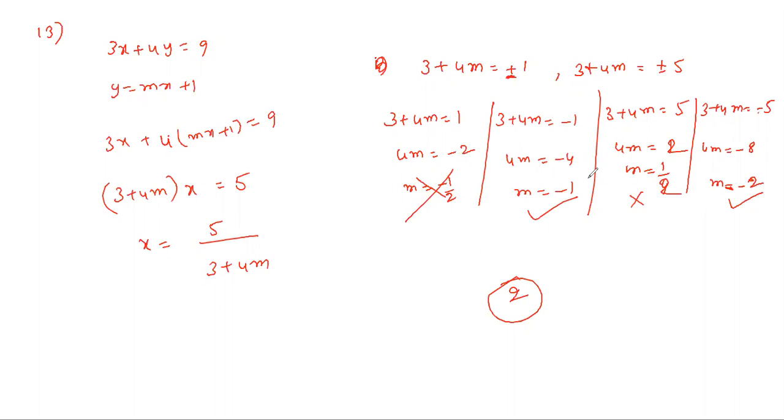Okay. Next 15. 15 is a pair of straight line problem. We'll leave it, later we will do. Next 16. X1, X2, X3 as well as Y1, Y2, Y3 are in GP with the same common ratio. Then the points are anyone?